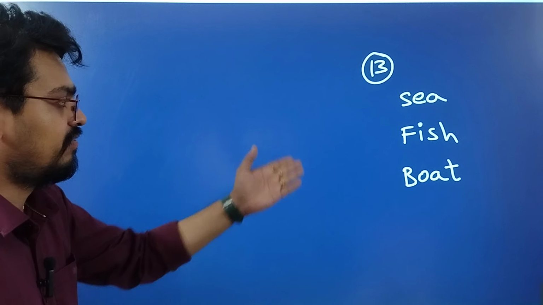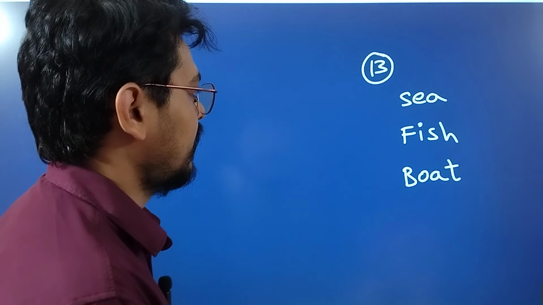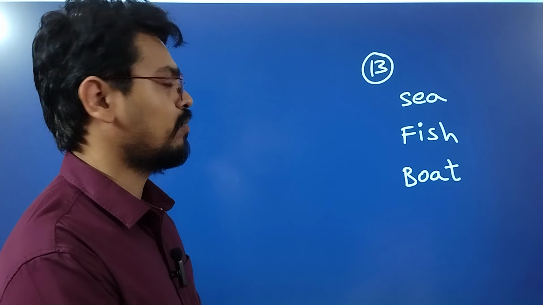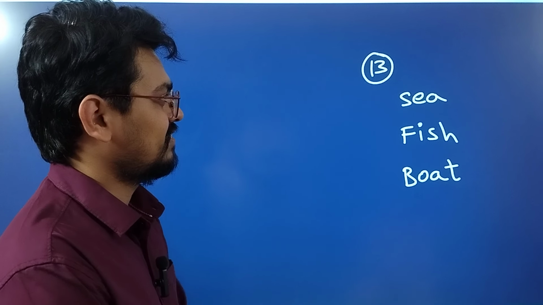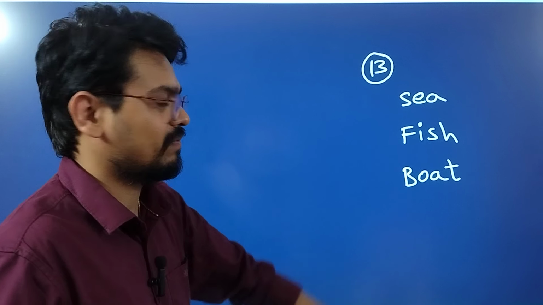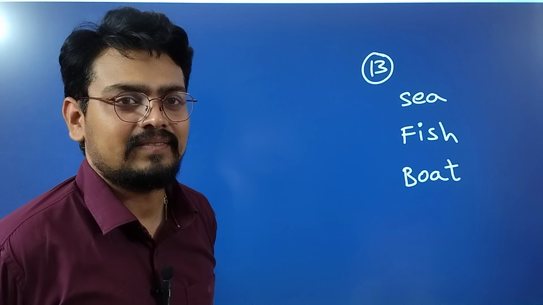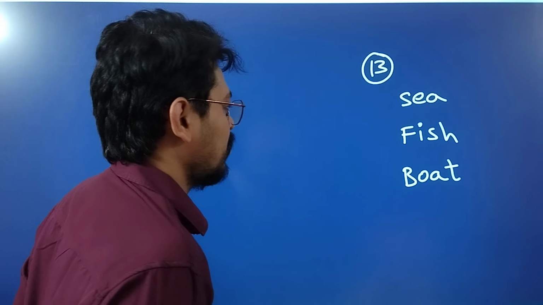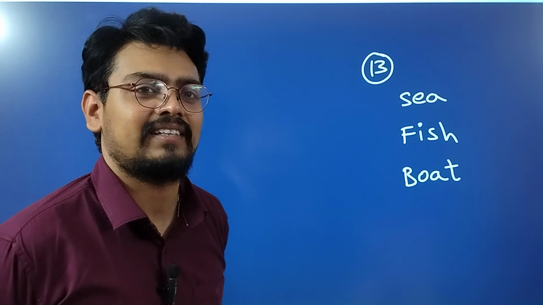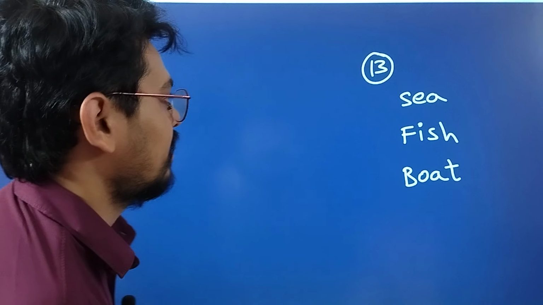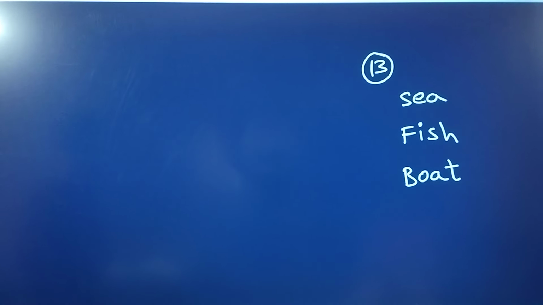Next, sea, fish and boat. Is there any interlink? Sea, fish and boat. See? On the sea, there will be a boat, okay. Fishes are there in the sea, okay. Now, please think, imagine that. Sea, fish and boat.